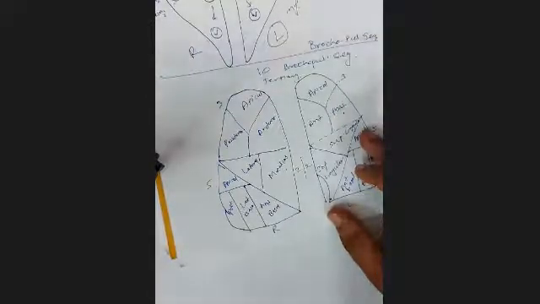Now, when we talk about the blood supply of the lung, of course we talk about the pulmonary arteries, but they carry deoxygenated blood, so we cannot count them. It's the bronchial arteries which constitute the blood supply of the lung.